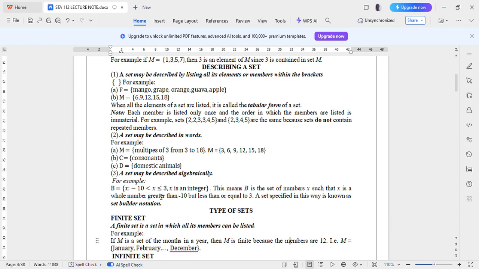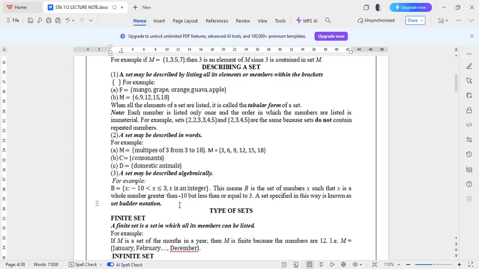Now, in listing the elements of this set, don't forget they said x is an integer. Then what's an integer? You have to understand what an integer is. An integer is a positive or negative whole number. So having understood that, you can go ahead and list the elements of this set.